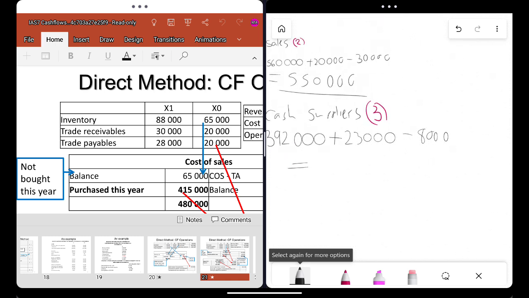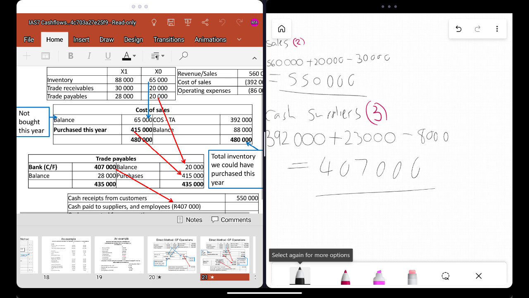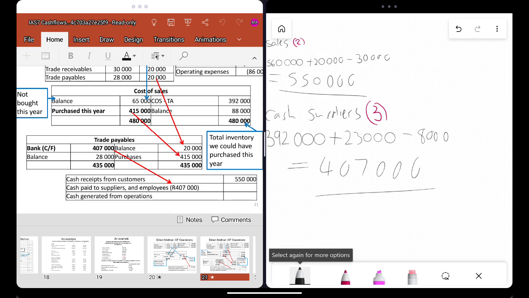So 392,000 plus 23,000 minus 8,000. It's 407,000. Let's see if this corresponds. One second. There we go, 407,000. Now see how it complicates things when you do it with ledgers. If you do it like this, you get full marks.